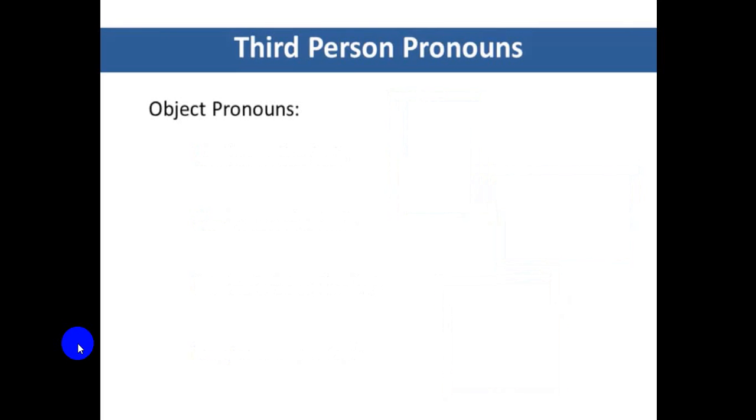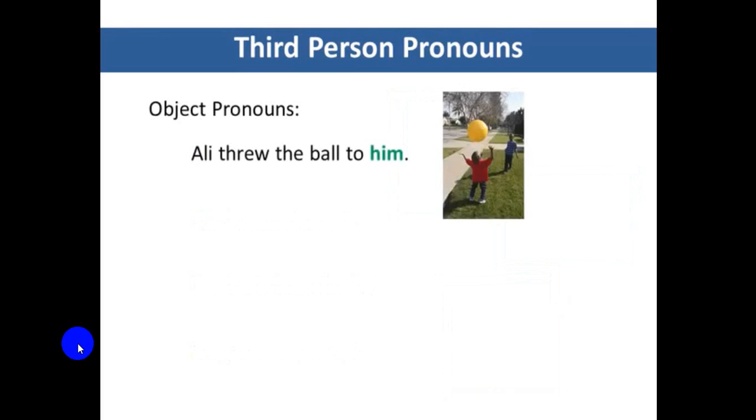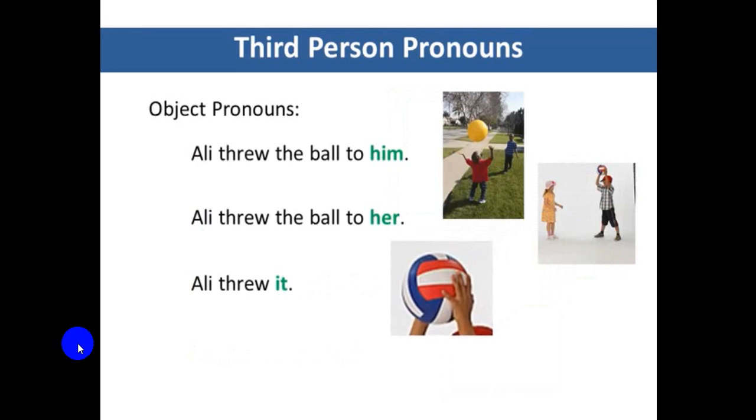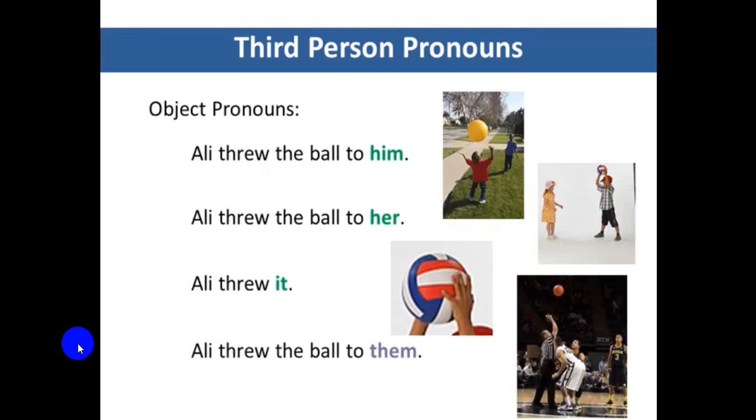In the case of object pronouns, if the person is a singular male, the object pronoun is him. If the person is a singular female, then the object pronoun is her. If the singular object is not a person, then the pronoun is it. For all of these, if the object is plural, the pronoun is them. Be especially careful when using pronouns in the third person.